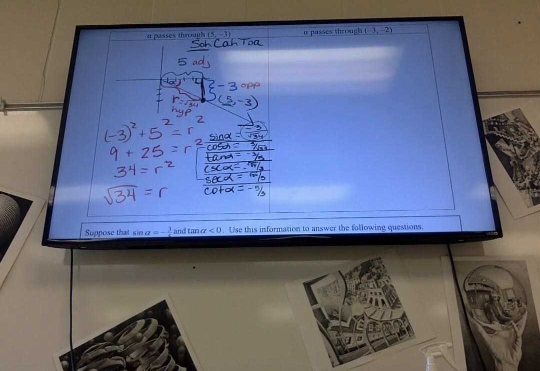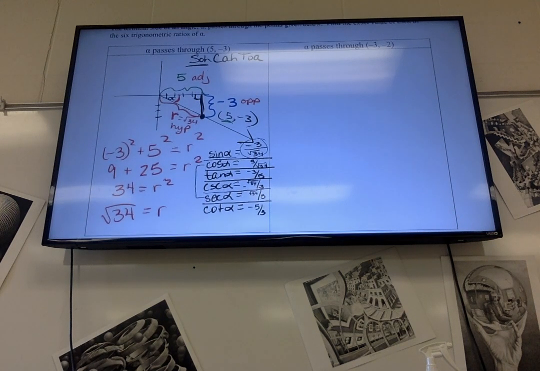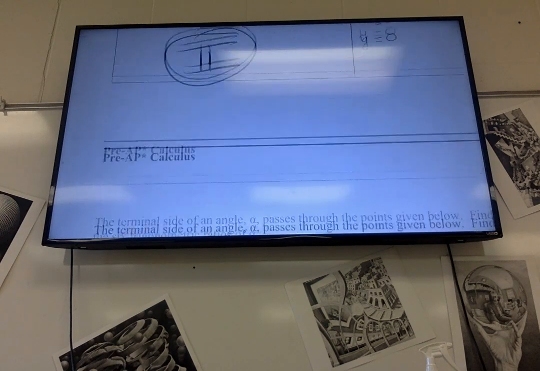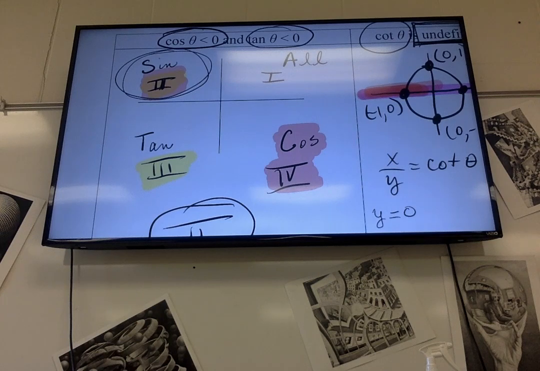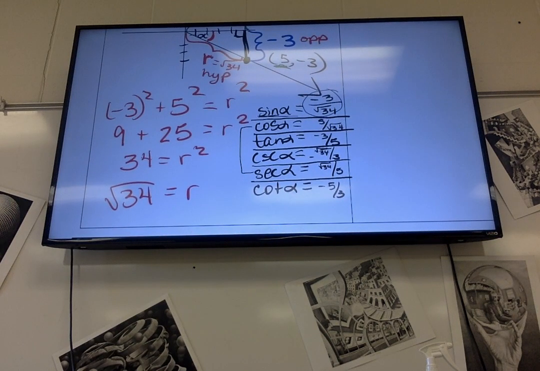Okay. This is a very common trick. Okay, same type of problem. This time, something else, let me point out. What quadrant is alpha in? 4. Right? Quadrant 4. And in quadrant 4, we said earlier that cosine is the one that's positive. So notice if you look, cosine's positive and its reciprocal. The other ones are all negative. That's what should happen.